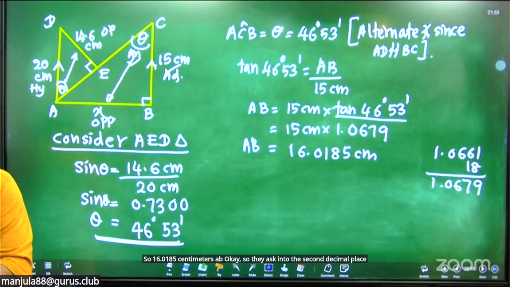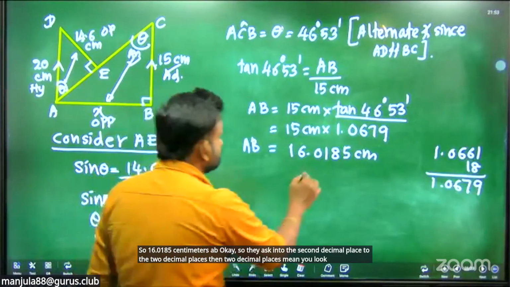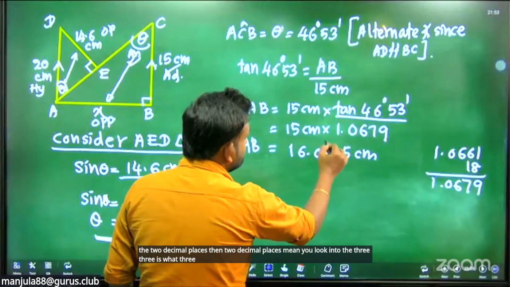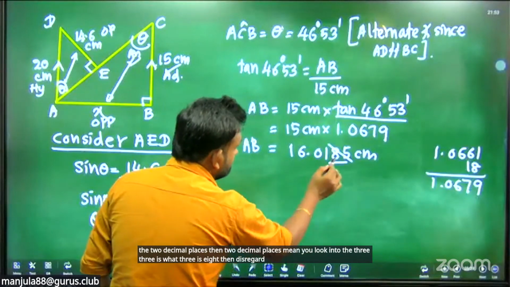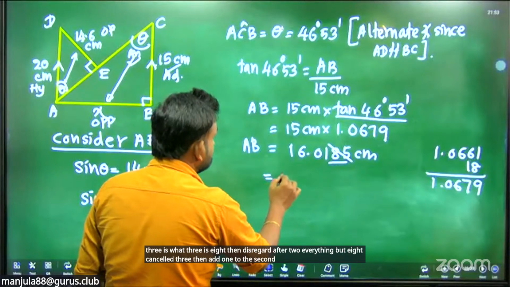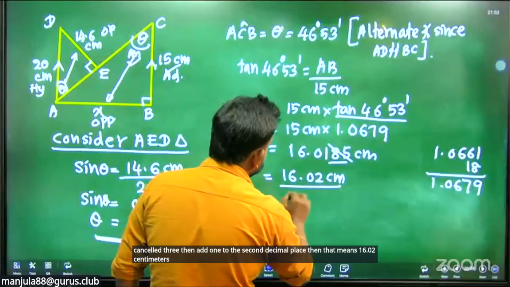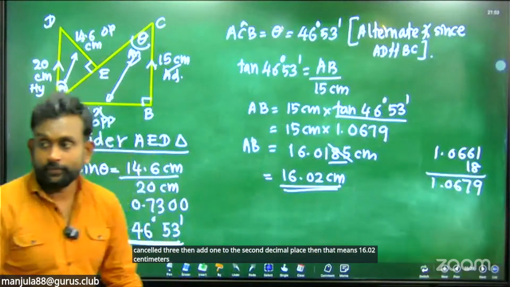They are asking for two decimal places. Two decimal places means you look at the third decimal place. The third is 8. Then disregard everything after the second place, but since 8 cancels the 3, add 1 to the second decimal place. That means 16.02 centimeters.